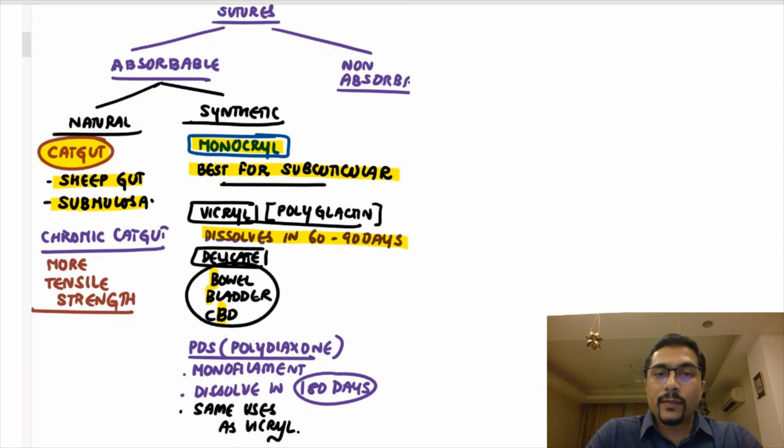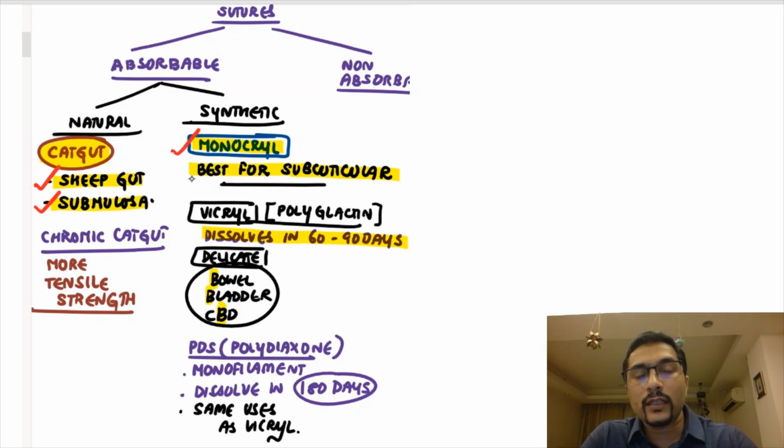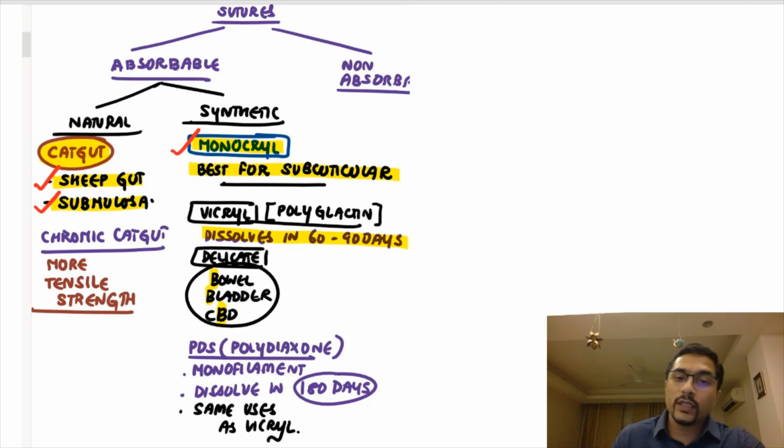So sutures can be absorbable or non-absorbable. Absorbable sutures can be further divided into natural and synthetic. I've just told you catgut is derived from sheep gut from the submucosa. Synthetic absorbable sutures are Monocryl, best for subcuticular suturing. Vicryl, I just told you, is polyglactin, dissolves in 60 to 90 days. This has also been asked.